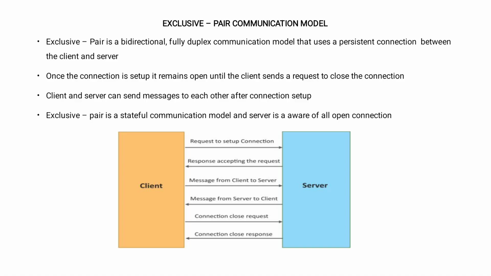Next one is the exclusive pair communication model. It is a bidirectional, full-duplex communication model that uses a persistent connection between the client and the server. Once the connection is set up, it remains open until the client sends the request to close the connection. Client and server can send messages to each other after the connection setup. Exclusive pair is a stateful communication model and the server is aware of all open connections. This diagram shows the exclusive pair communication model.